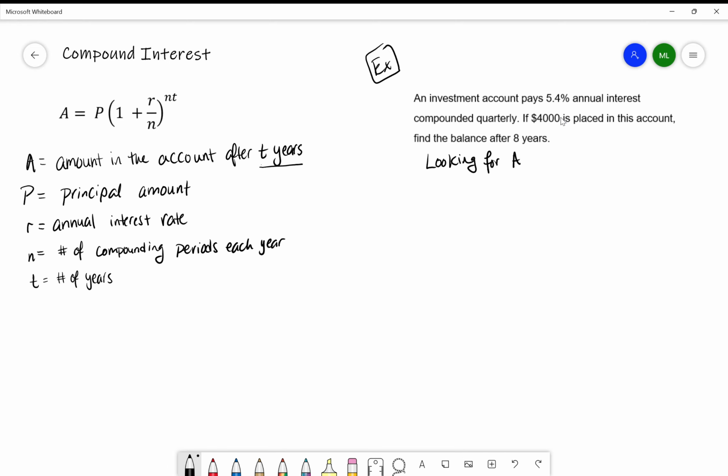So let's plug in everything else. A is what we're looking for, so we can omit that. P, the principal placed in the very beginning, is $4,000. Then we have R, our annual interest rate, which is 5.4%, and changed into a decimal is 0.054. Then N is the number of compounding periods each year. It's compounded quarterly, so this means 4 times a year.